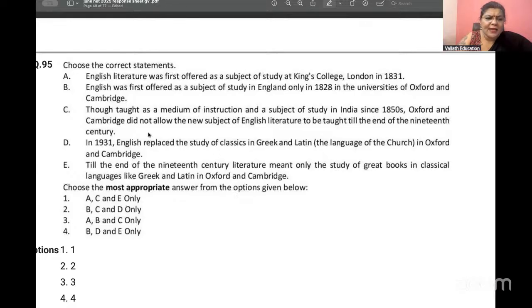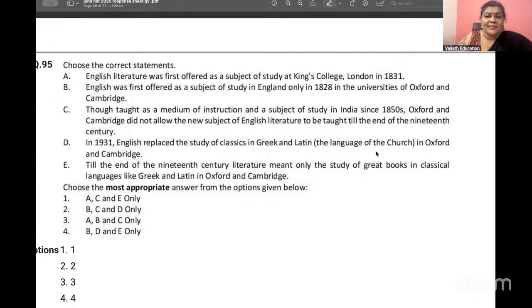Oxford and Cambridge did not allow the new subject of English literature to be taught till the end of the 19th century. Maybe correct, we don't know. Was English literature taught before this? Let us keep it aside. In 1931, English replaced the study of classics. I don't think that is right.